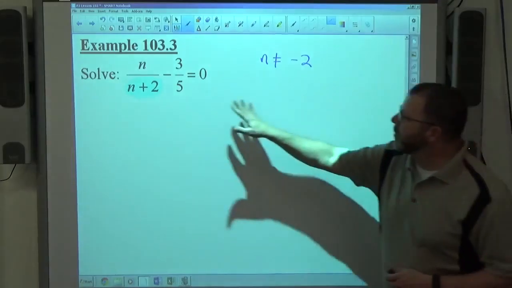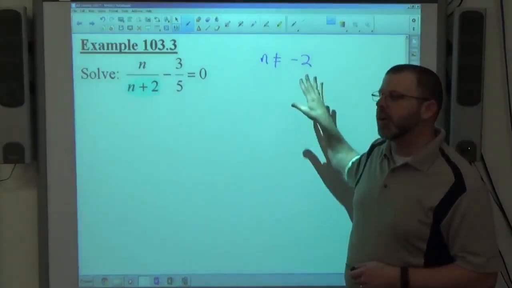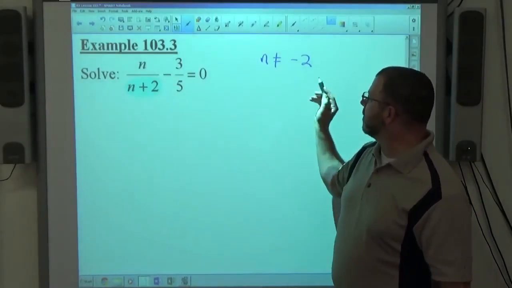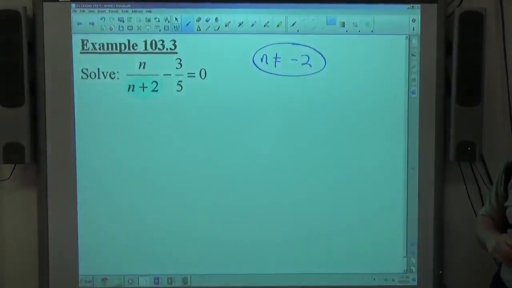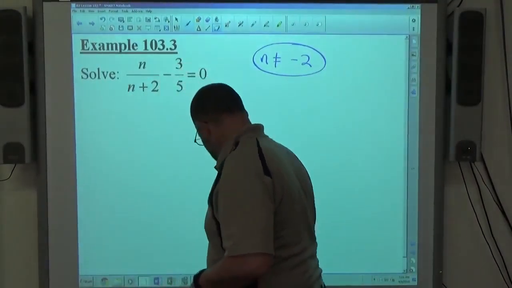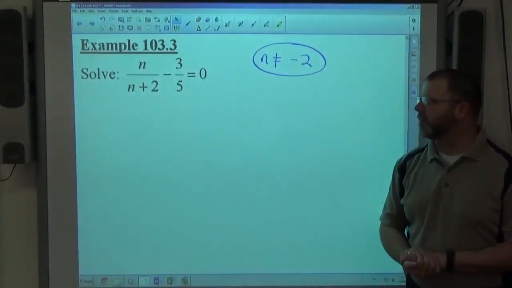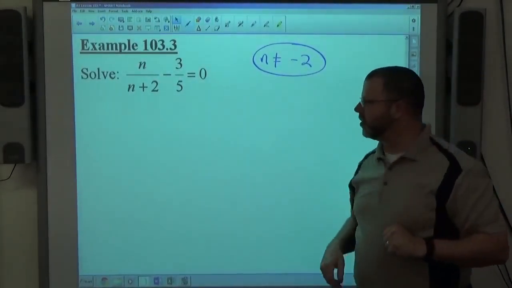So anywhere there's a letter in the denominator, that's going to create a situation where we get something on our list. And the only thing that makes a 0 in the denominator this time is negative 2. Sometimes you get multiple numbers in the list, sometimes you don't. It just depends on the problem. Now, this one here, in its current structure, the least common denominator would be 5 times n plus 2. 5 parentheses n plus 2.